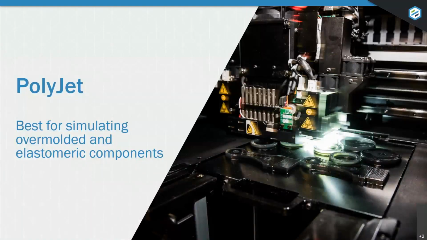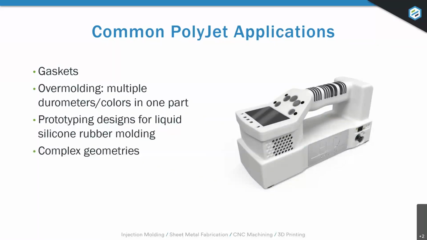The PolyJet technology offers elastomeric materials ranging from 30A to 95A durometer, as well as a rigid material. Due to the material offerings, it is well suited for overmolds. Common applications are gaskets, overmolds, and prototyping for LSR.